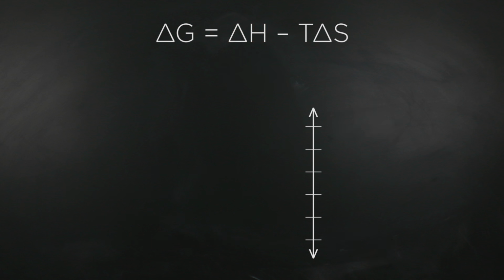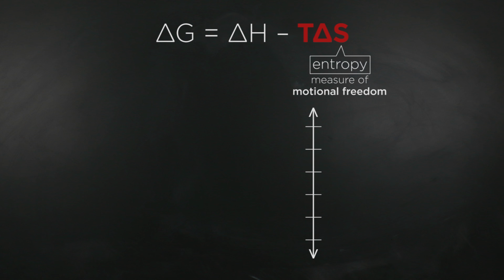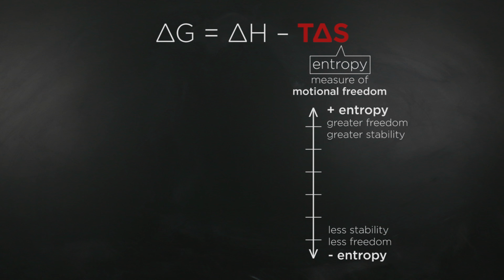The second factor contributing to delta G is T delta S, where T is the absolute temperature. S stands for entropy, which describes the motional freedom of a system, meaning how free the various components of a system are to move. The greater the motional freedom of a system, the higher the entropy and the stability of a system. A higher entropy is indicated by a positive number.